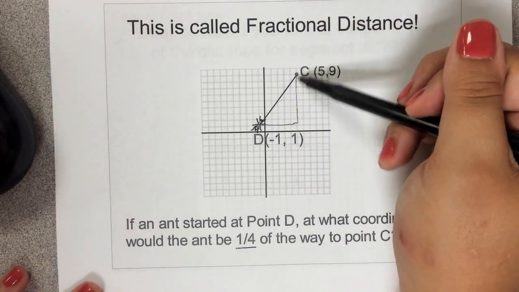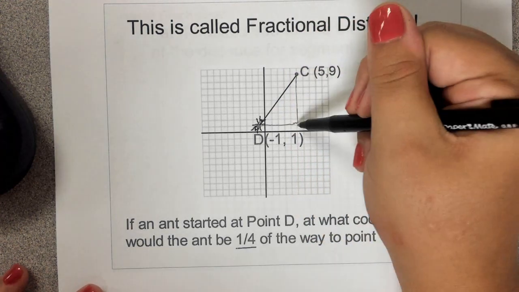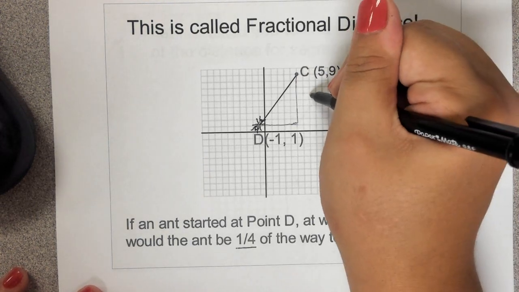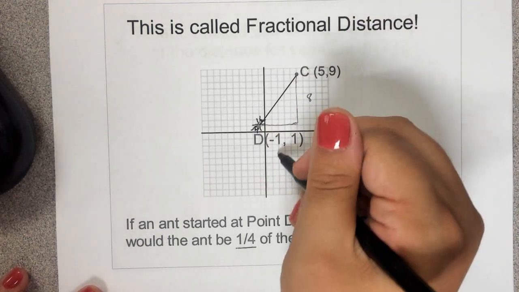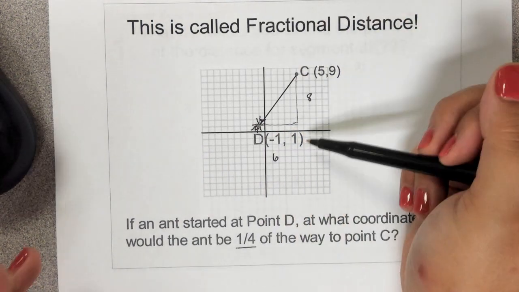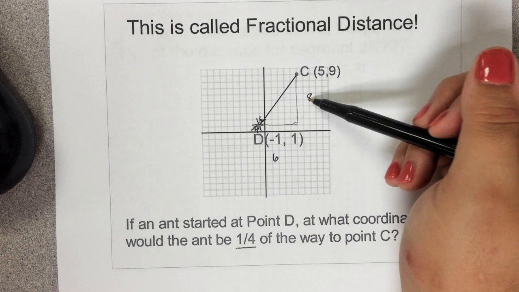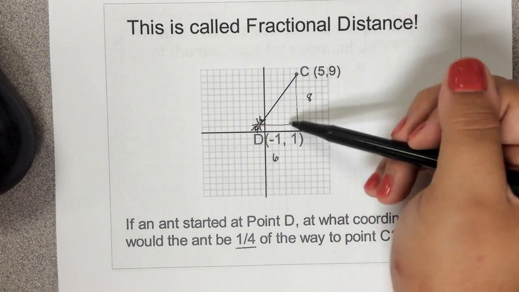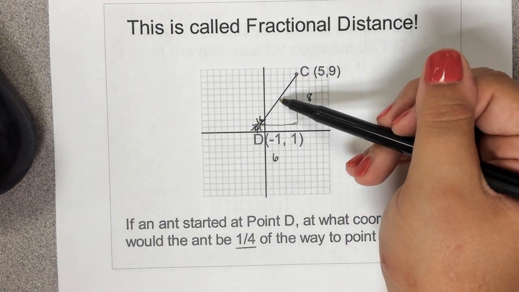And when I found midpoint, didn't we figure out how long it was? So from here to here, that is 8 units. And from here to here, that's 6 units. And if I wanted midpoint, couldn't I just go halfway? Half of 8 is 4. Half of 6 is 3. And meet, and that would be my midpoint.